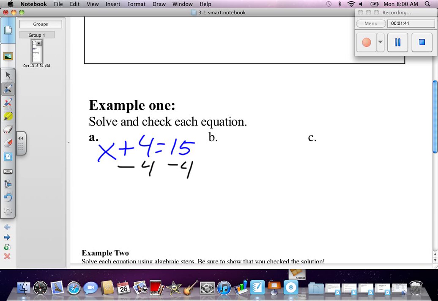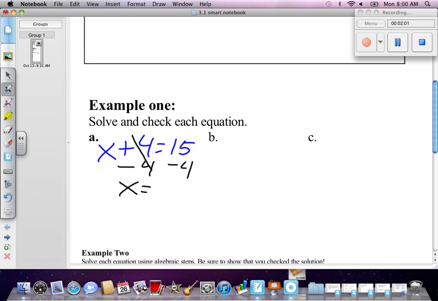What's the opposite of multiplication? Division. Okay. What's the opposite of subtraction? Addition. What's the opposite of division? There you go. Okay. So these cancel out. 4 plus a negative 4 is 0. So we get x equals 15 minus 4 gives us 11.